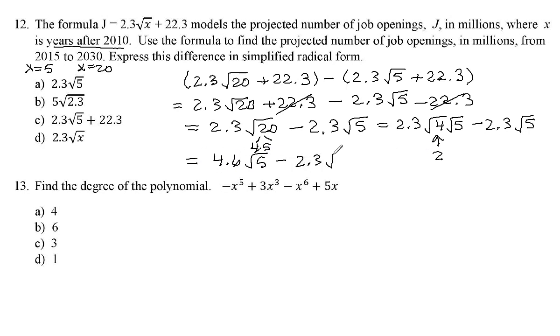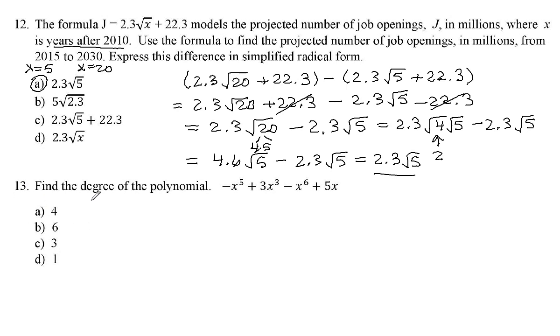And those are like radicals. So you can just subtract the coefficients here. So this is like 4.6x minus 2.3x. So you just do 4.6 minus 2.3, which is 2.3. But it's not x, it's root 5. So 2.3 times square root of 5, which is A. Okay, so they want that difference simplified.